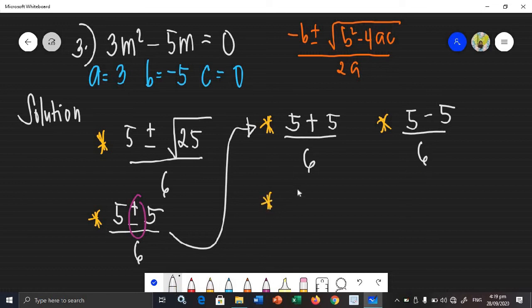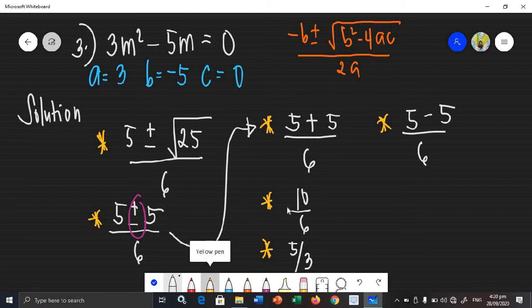So 5 plus 5, that is 10 over 6. 10 over 6 can be written simply as what? 5 over 3. Bakit siya naging 5 over 3? We can divide 10 over 6 by the GCF, which is 2. Okay? So, dinivide lang siya pareho sa 2. Kaya siya naging 5 over 3.